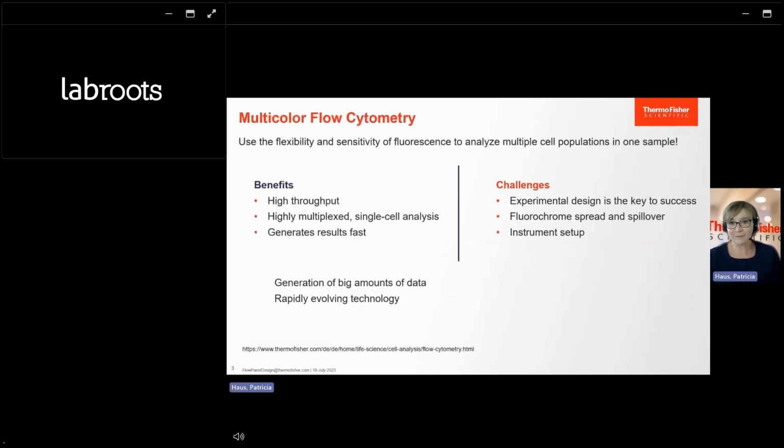So let's get started with the basics of multicolor flow cytometry. And as I said, I will make it brief. As you for sure will know, flow cytometry is our choice of technique if we want to have the flexibility, but also the sensitivity to detect fluorescent signals on a single cell level. This allows you to analyze multi-cell populations and quantify expression levels in one sample, but on a single cell level.